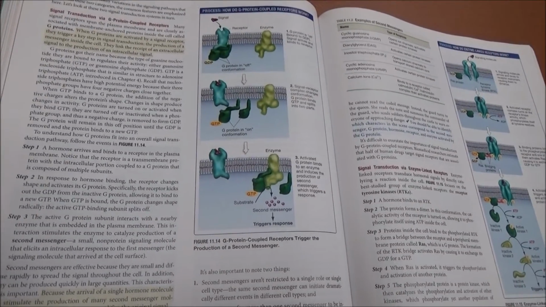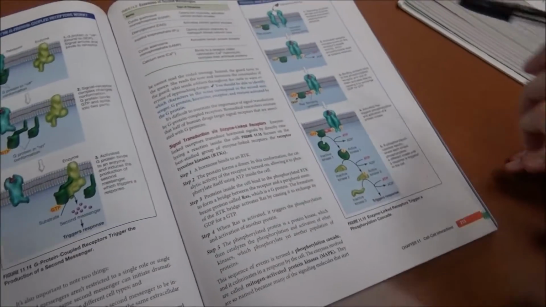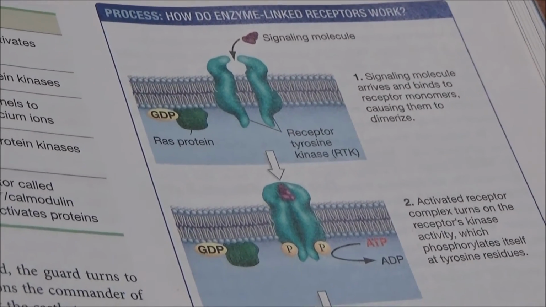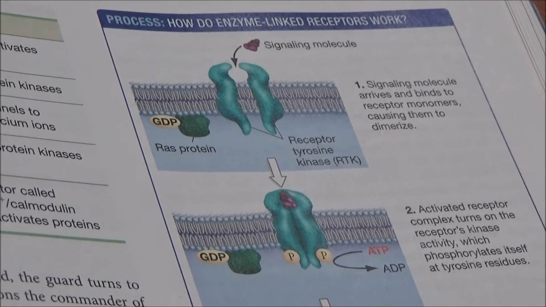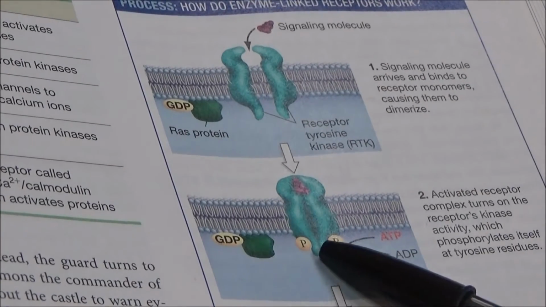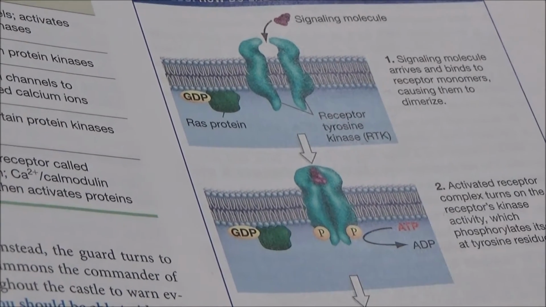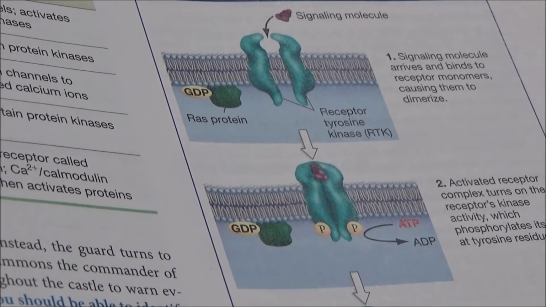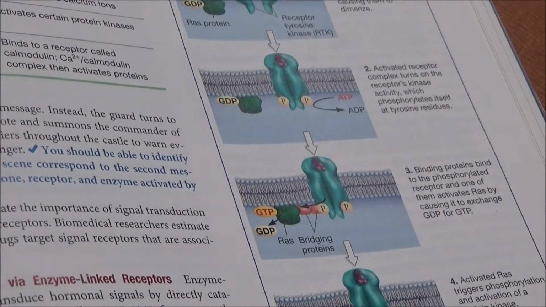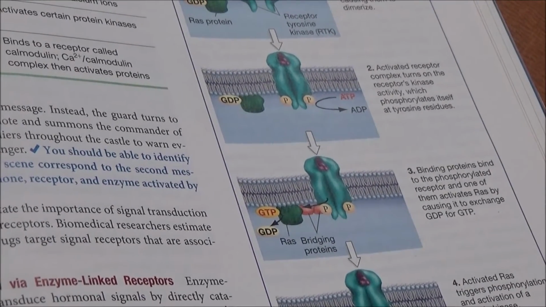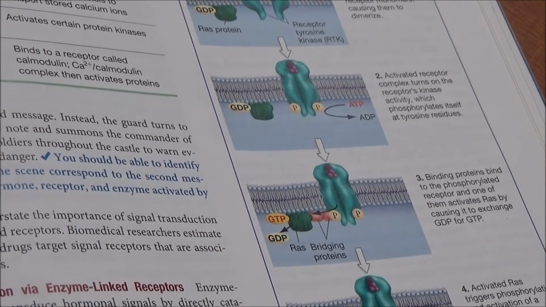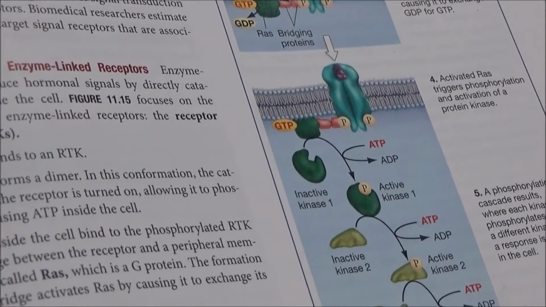Enzyme-linked receptors, on the other hand, use these RAS proteins to trigger phosphorylation cascades. And so RAS proteins are a type of G protein, but you can see that they're not actually linked to the receptor the way that they were with the G protein coupled receptors. We need these bridging proteins to activate the RAS proteins once the receptor is bound by the signal molecule. And then the RAS protein is going to activate a phosphorylation cascade.